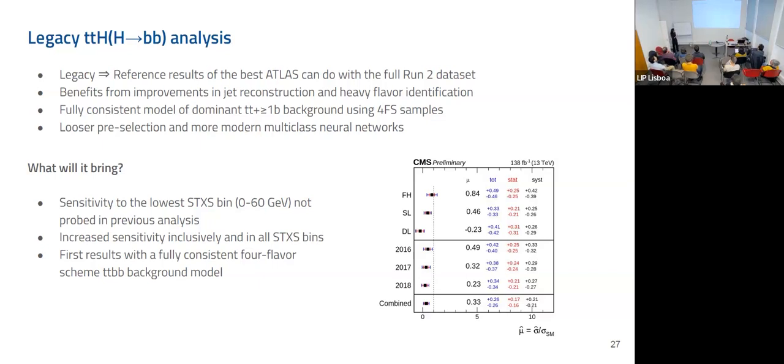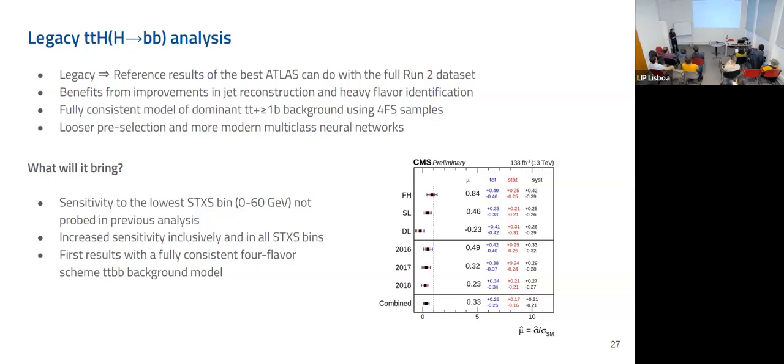We will have sensitivity to the lowest STXS bin between 0 and 60 GeV, and this could not be resolved in the previous analysis. So we measured 0 to 120 altogether, and now we can split this in 2. And we will have an increased sensitivity both inclusively and in all of the STXS bins. I don't think I can show you the results yet because this is still ATLAS internal, so I will not. But the uncertainties will be better than in the previous result.